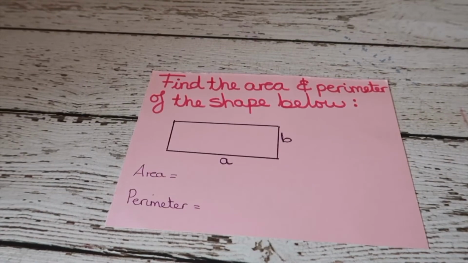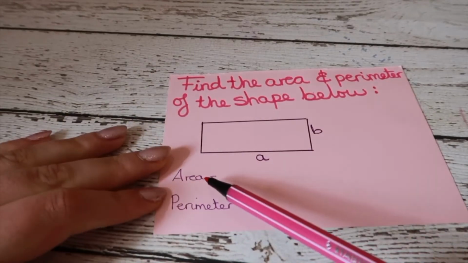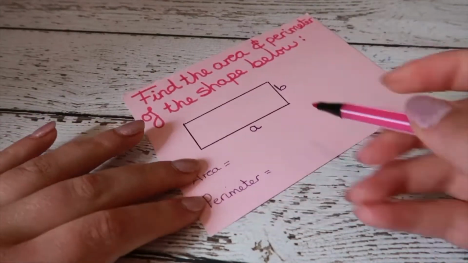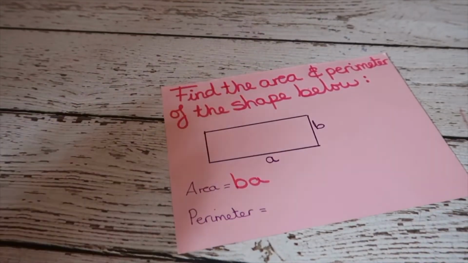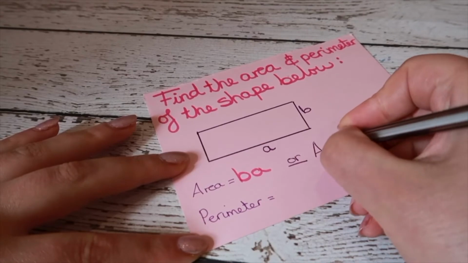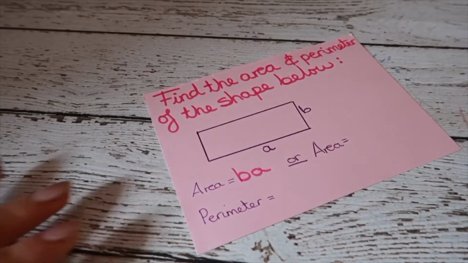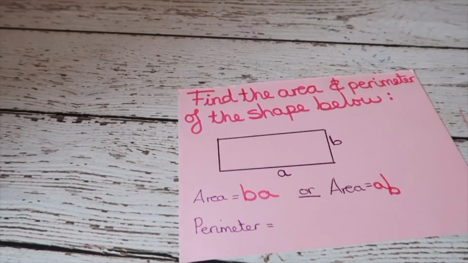Okay, so I've got a question now. You've got to find the area and perimeter of this shape. So if you want to press pause and have a go, otherwise carry on watching. So you've got the width and the length. So the area would be the width times the length, so BA, or we could also write it as AB. So A times B or B times A. And remember, in algebra, we don't need to write multiplication in case people think it's an X. We just write BA or AB.